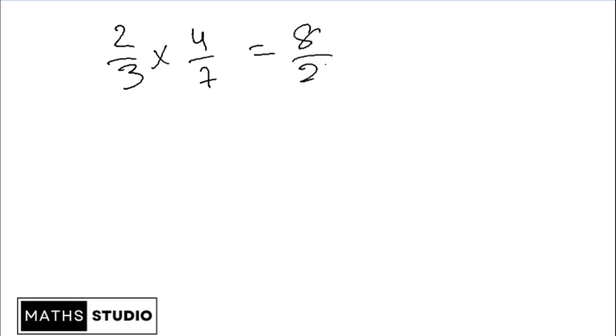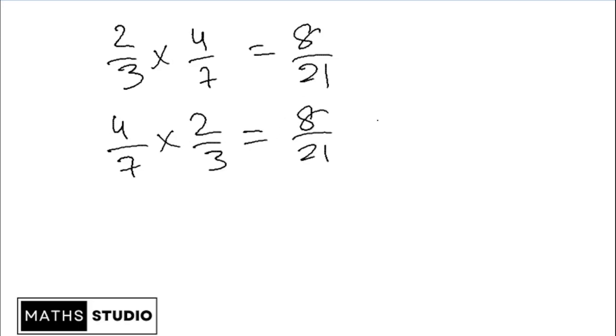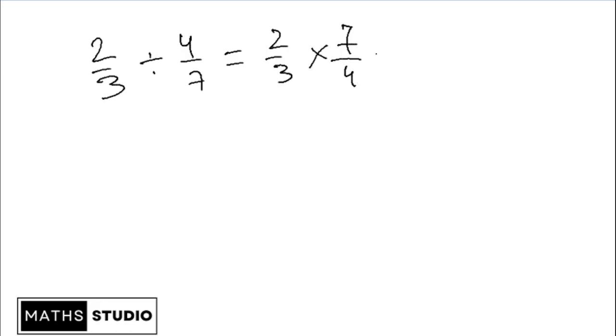Let us see for multiplication. 2 by 3 into 4 by 7, that would be 8 by 21, and 4 by 7 into 2 by 3, that would again give me 8 by 21 only. So multiplication will also be following the commutative rule. Okay. Now let us look for division. 2 by 3 divided by 4 by 7, that would give me 2 by 3 into 7 by 4, that is 14 by 12.